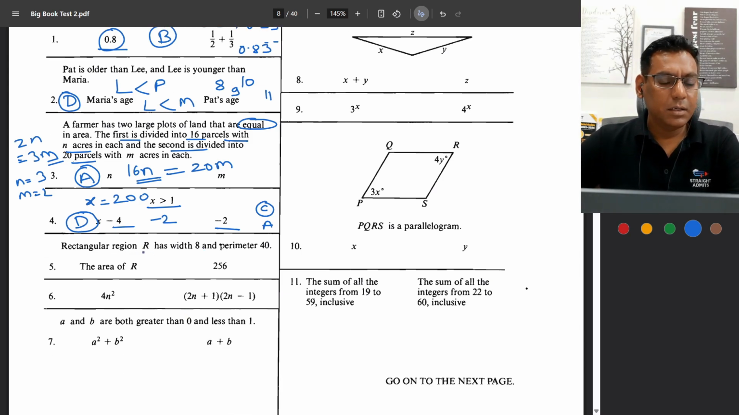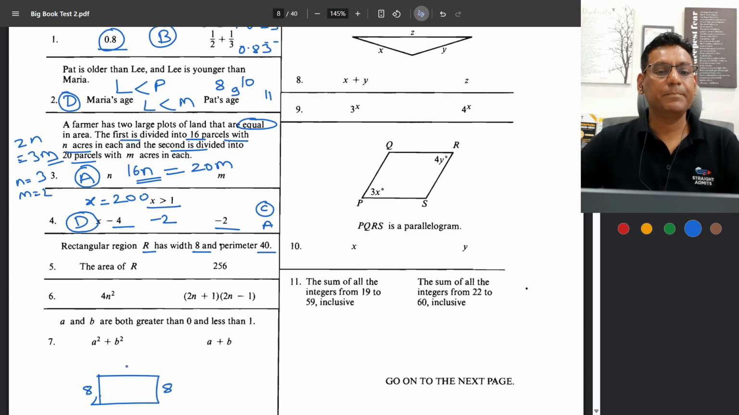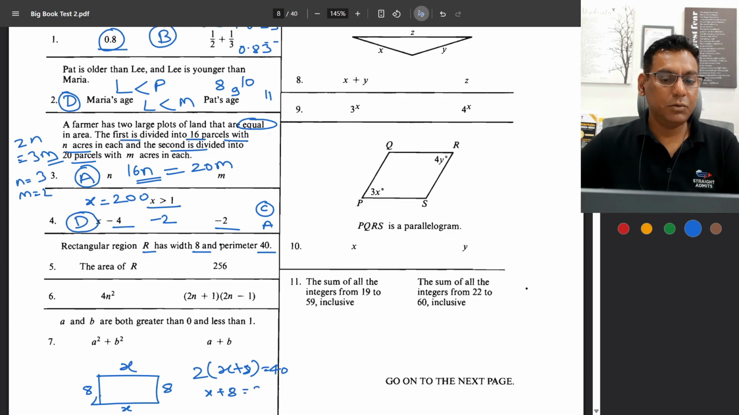Alright, rectangular region R has width 8 and perimeter 40. Let's say this is the rectangle. For the sake of simplicity, let me just draw here. This is width 8, so this is 8, this is 8. What's going to be this line? This is going to be x, let's say. And the perimeter is 40. So it would be x plus 8 plus x plus 8, so basically 2 times x plus 8 is 40. That means x plus 8 is equal to 20, so x is going to be 12. Right? So x is equal to 12.